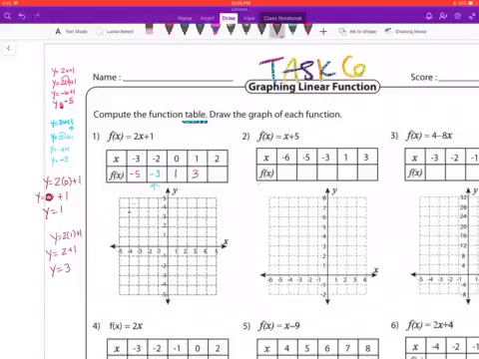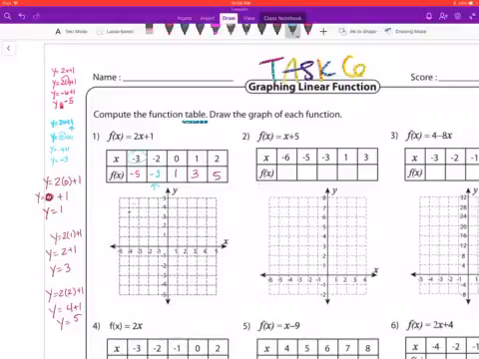I just want to make sure it's nice and neat. Okay, last one, I'm going to substitute for a 2. So y equals 2 times 2 plus 1. Y equals 4 plus 1. Y is 5. So we're doing the same thing, guys. And now we got to go plot and graph. So here we go.